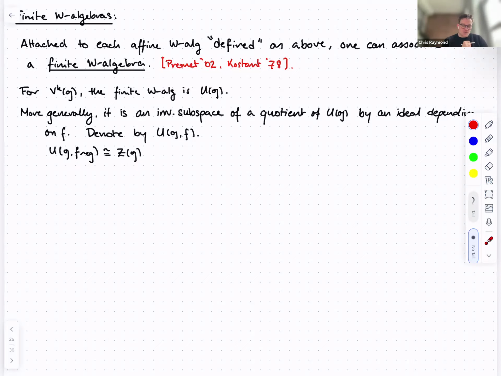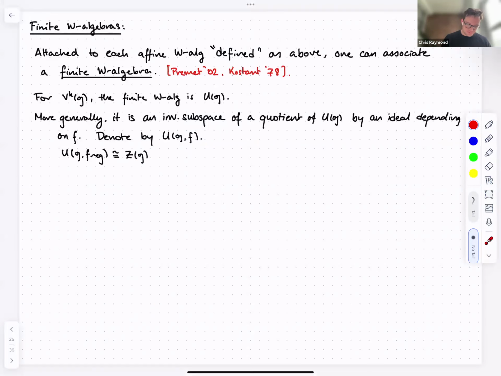And so I can denote this thing by U(G,F). So this is going to be my notation for the finite W algebra corresponding to G and F. I need a choice of both of those things. And again, this is some invariant subspace in a kind of complicated way that arises out of a quotient of U of G by some ideal that depends on my choice of F.